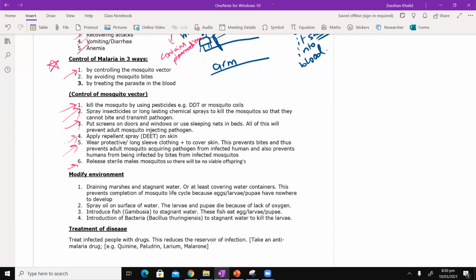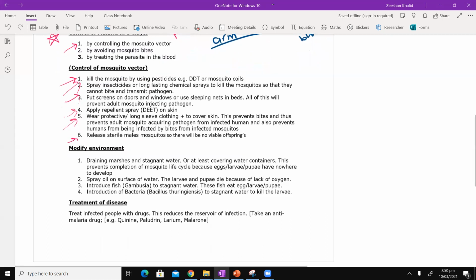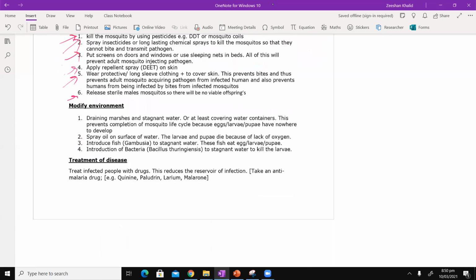So that's one way. And the other way is modifying the environment. For this you need to have a touch about the life cycle. Although the syllabus says that you don't need to know the details, remember that part of the life cycle of mosquito is inside water. You might remember, in Pakistan there was a campaign when the dengue virus came. That was also because of mosquitoes.